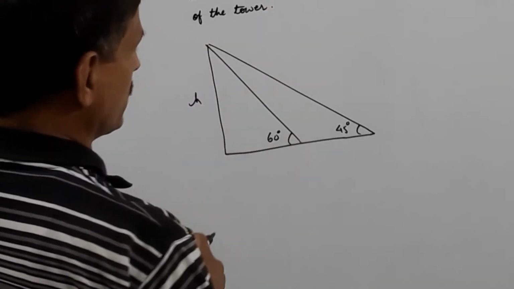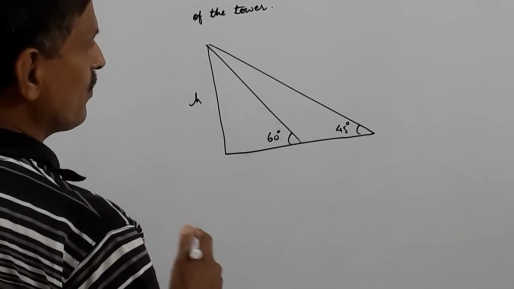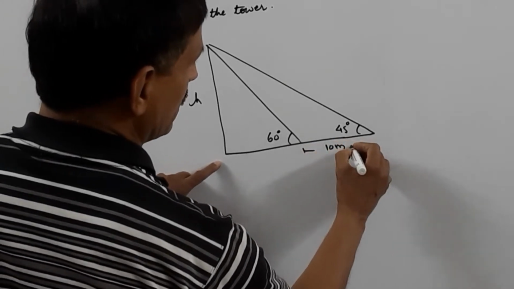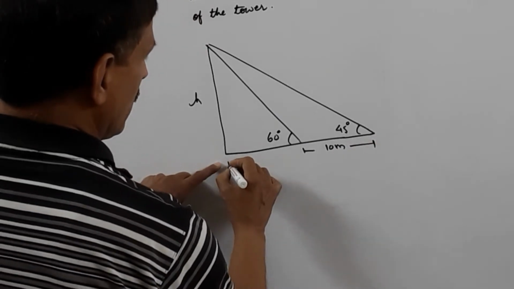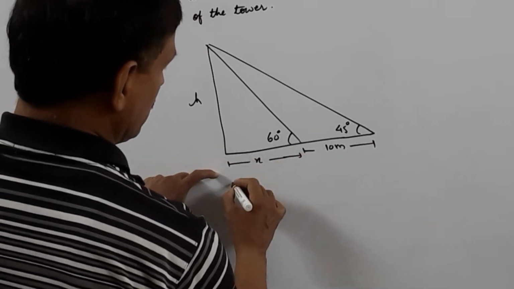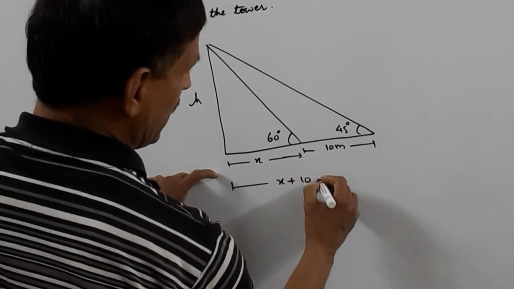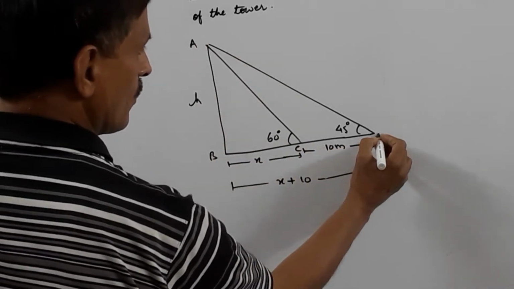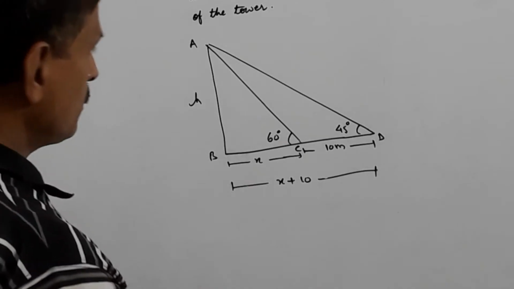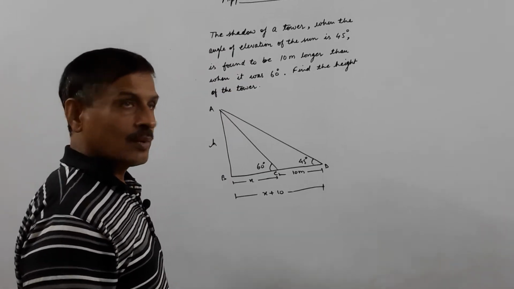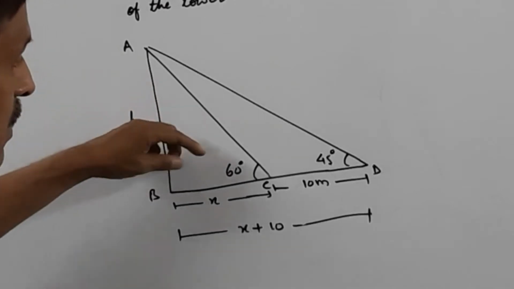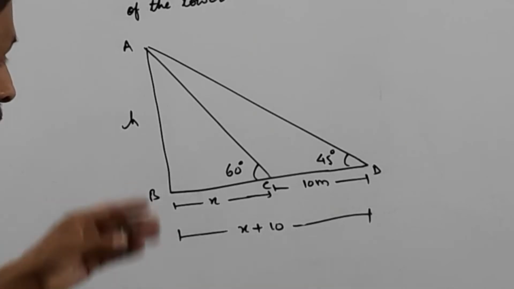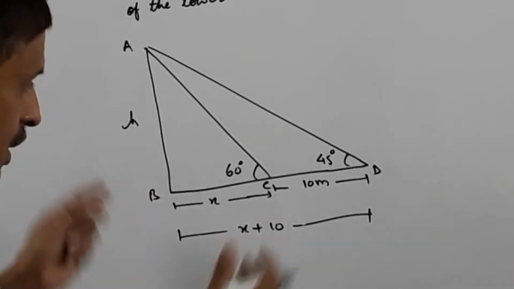In the next situation, the angle of elevation is 60 degree. In this case, when it is 45, it is 10 meter longer. This is x, so this is x plus 10 meter. Always take care: greater the angle, closer it is to the foot of the tower, or closer to perpendicular.